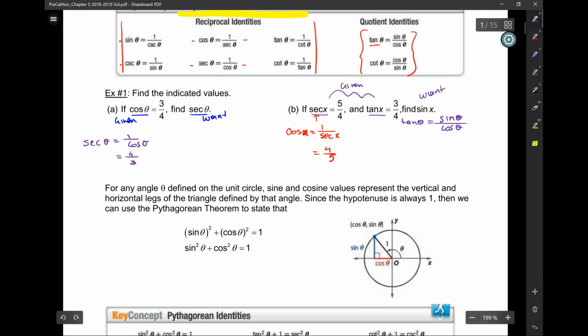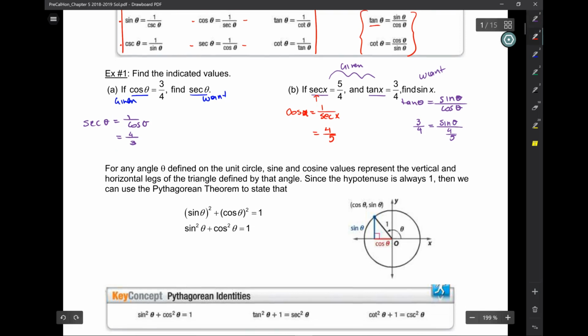So tangent is 3 over 4, which is equal to sine of theta over the cosine of theta, which I just said was 4 over 5. Okay, so now look at this. This is sine divided by something, right? So I'm going to multiply both sides by the something. I'm going to multiply both sides by 4 over 5.